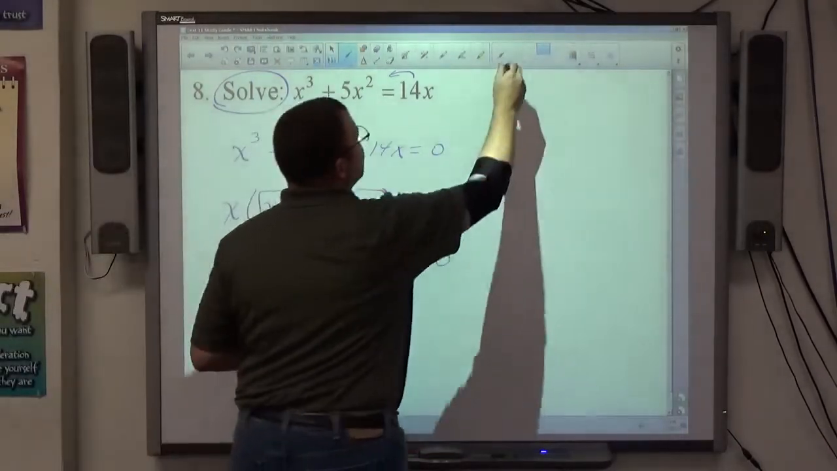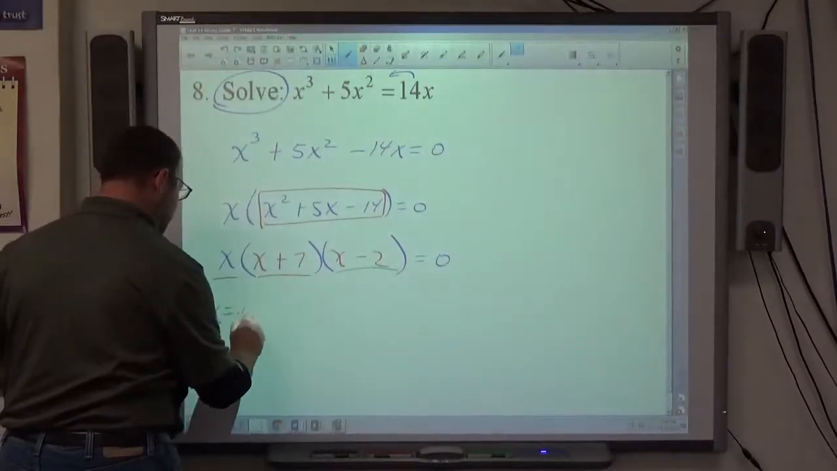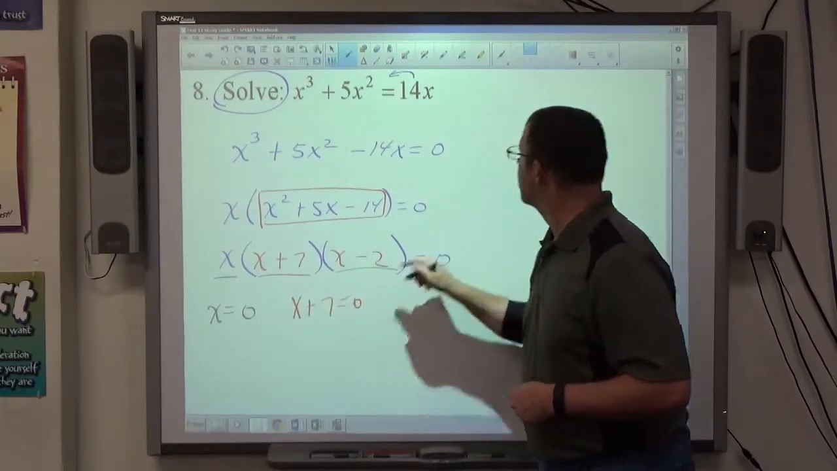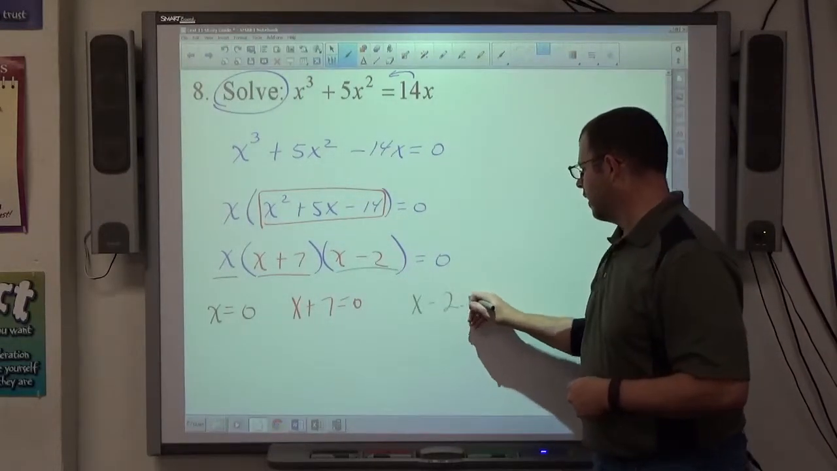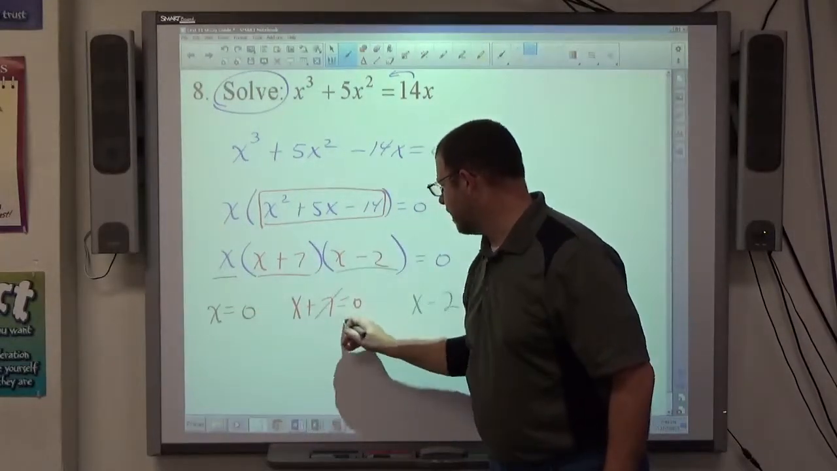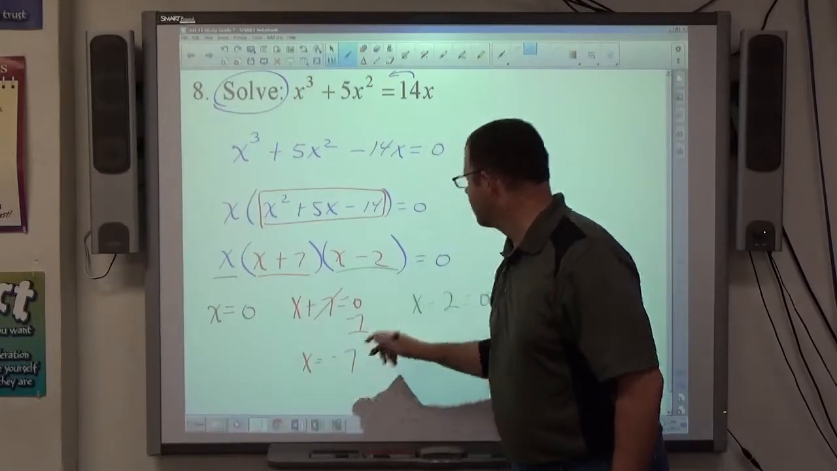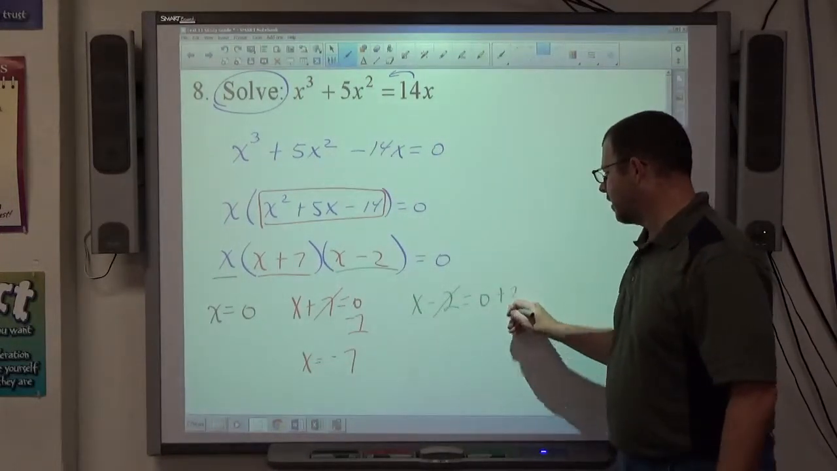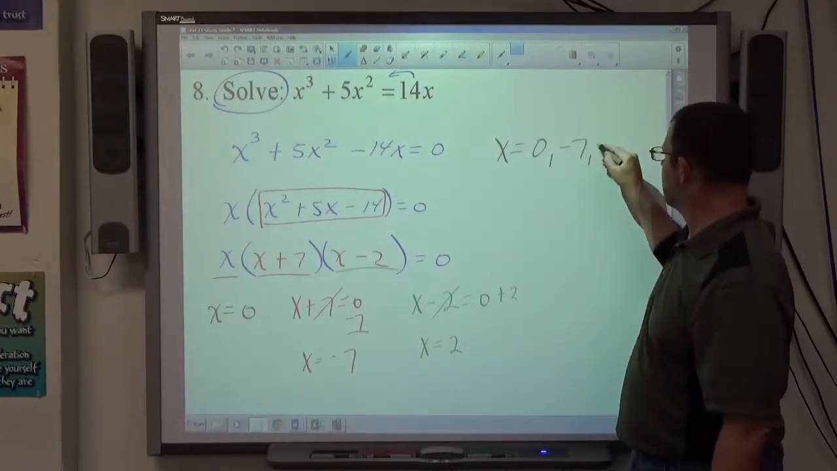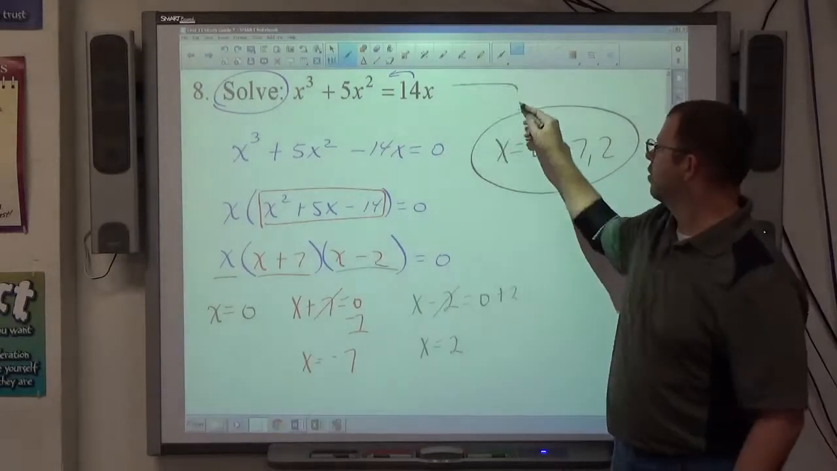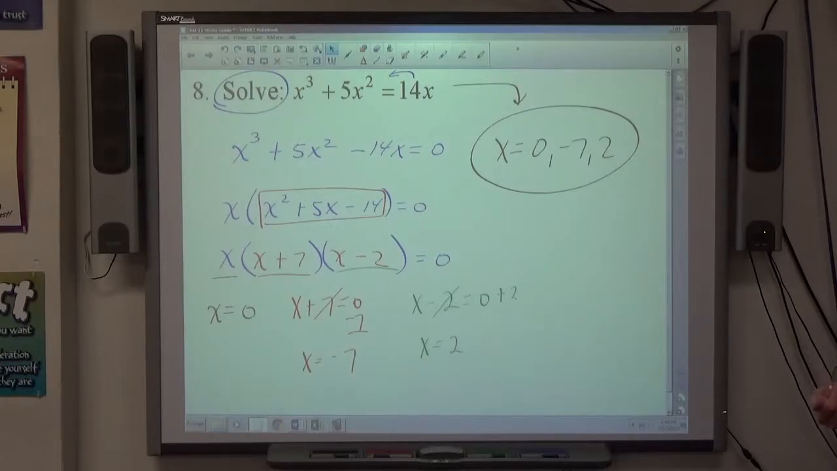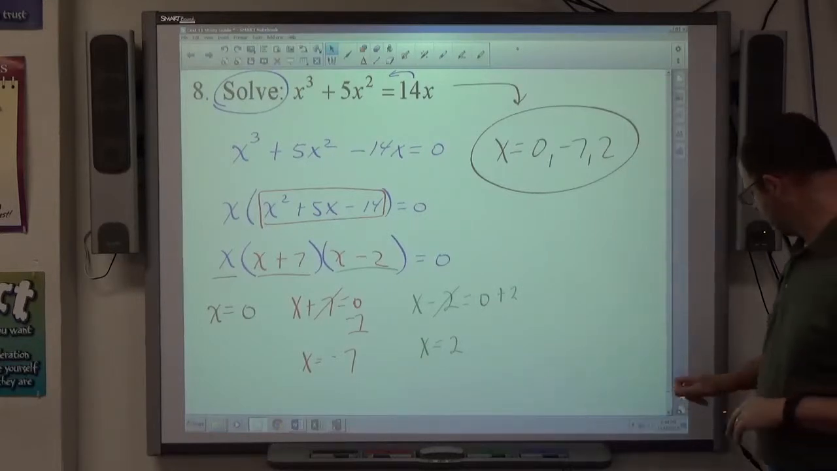So I've got 3 different factors here, each one containing x, so each one creates an answer. So x equals 0, x plus 7 equals 0, and x minus 2 equals 0. Each one of these represents a valid solution to the problem. This one's already done, x equals 0. This one I need to move the 7 over, so x equals negative 7. This one I need to move the 2 over. I get x equals positive 2. So altogether I get x equals 0, negative 7, positive 2. That's the type of solution you're looking for on that type of problem. And be careful, you go all the way to the end on the solve problems. Give me number answers for each of these.